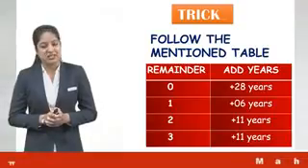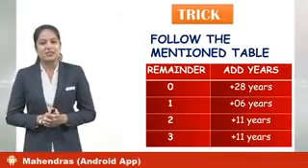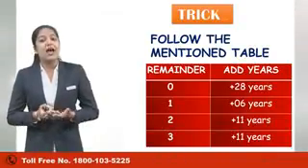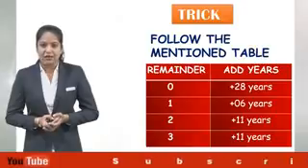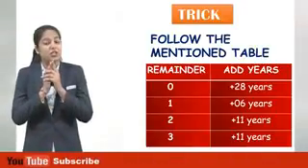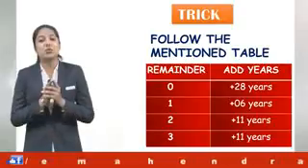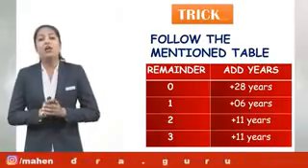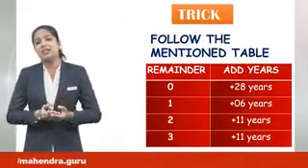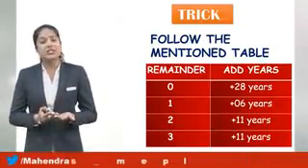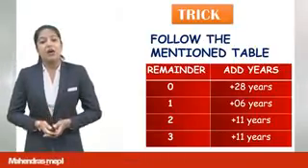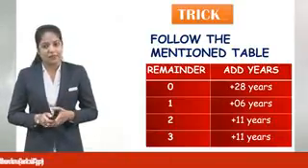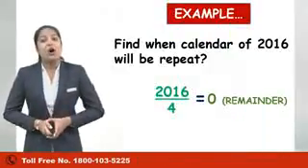Next, if I get the remainder as 1, I would add 6 years. Next, if I get the remainder as 2, the addition will be 11 years, and with the remainder 3, again an addition of 11 years. Remainder 2 and remainder 3 both add 11 years. Do not forget, we are sharing tricks with you all. You just have to follow the tricks, check them on questions and then start following them. Now you just have to learn this table: 0 for 28, 1 for 6, 2 for 11 and 3 for 11 itself. Now how to apply?